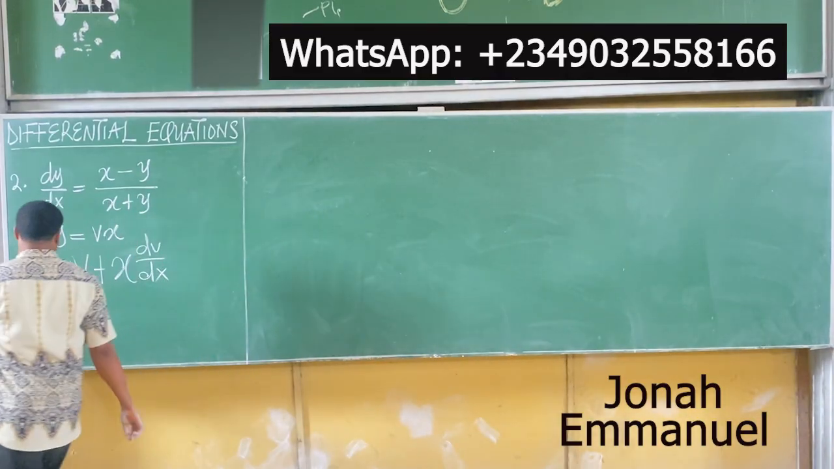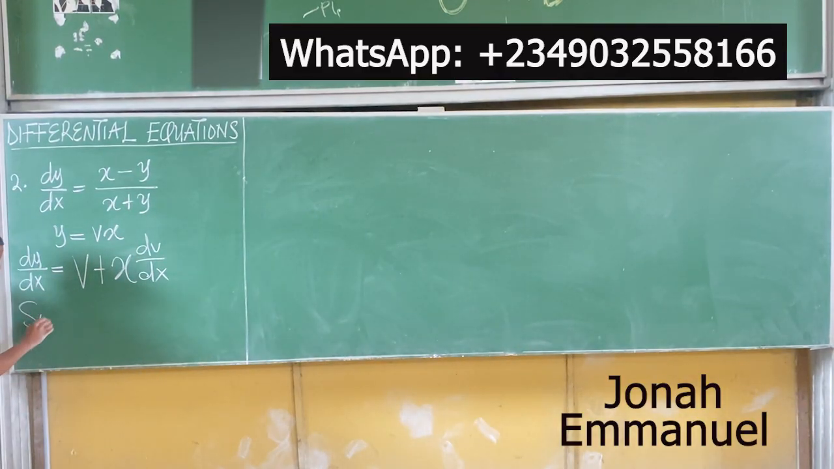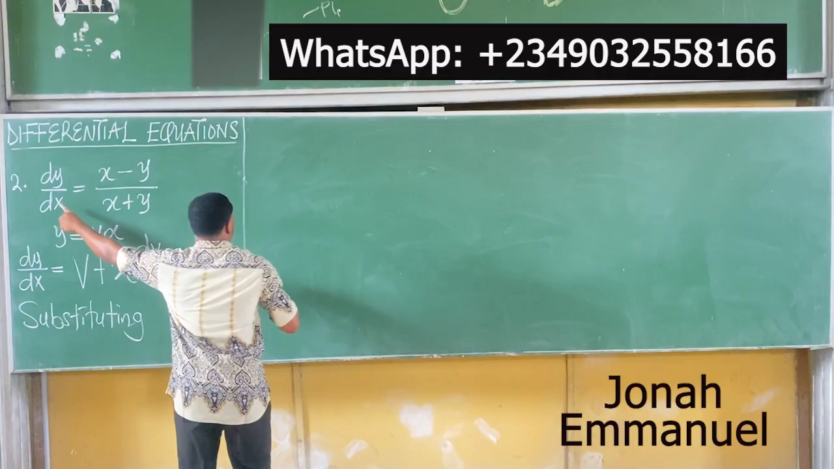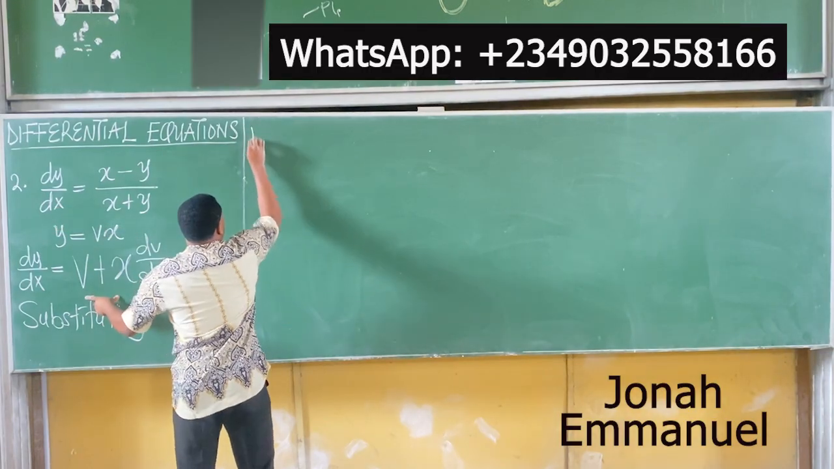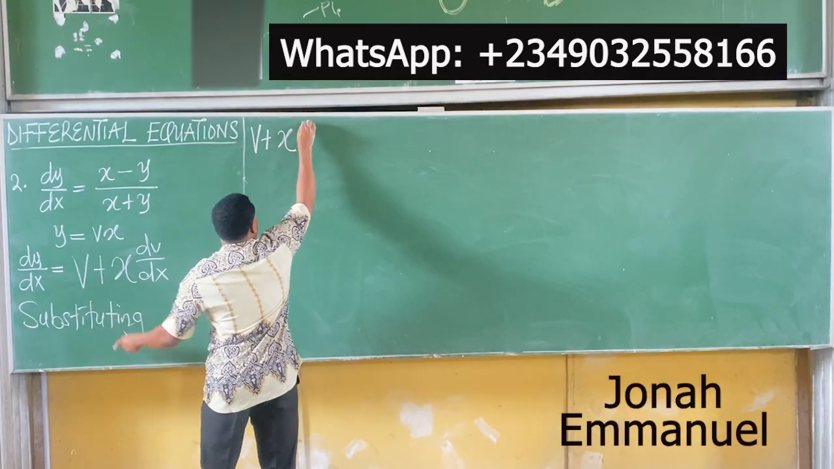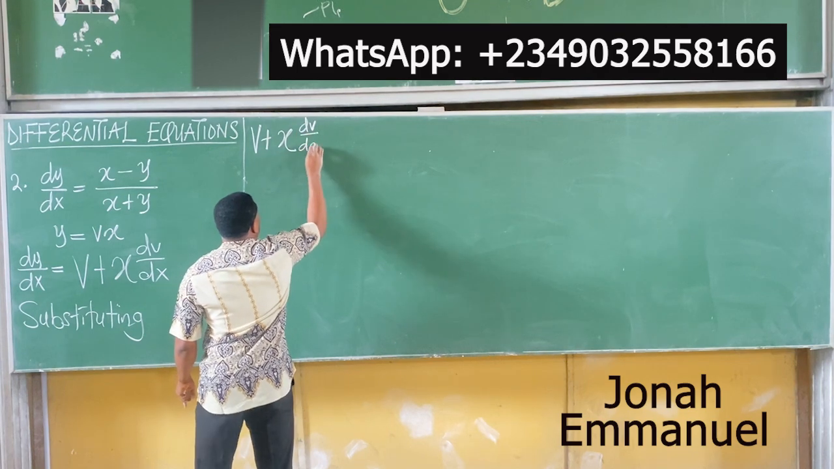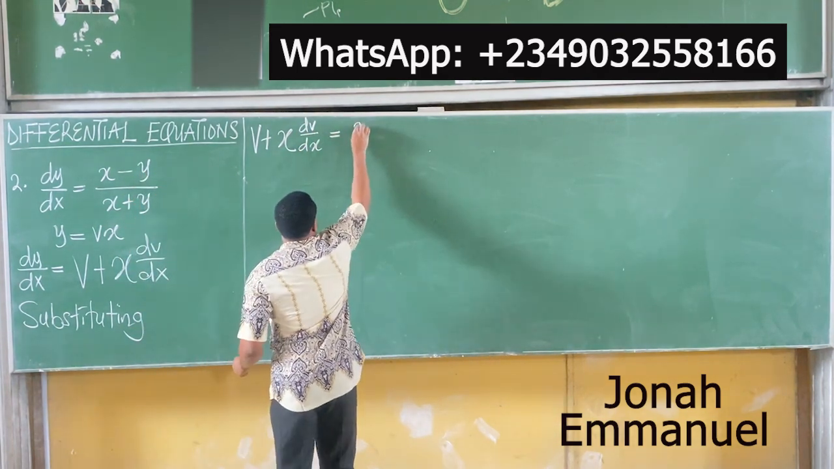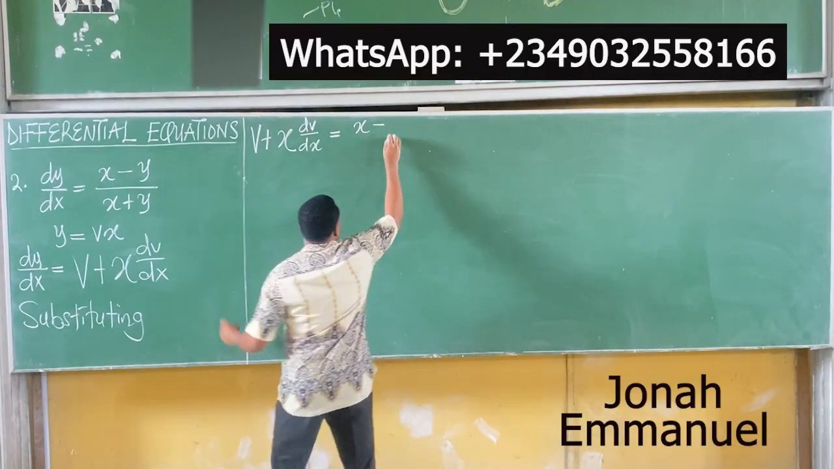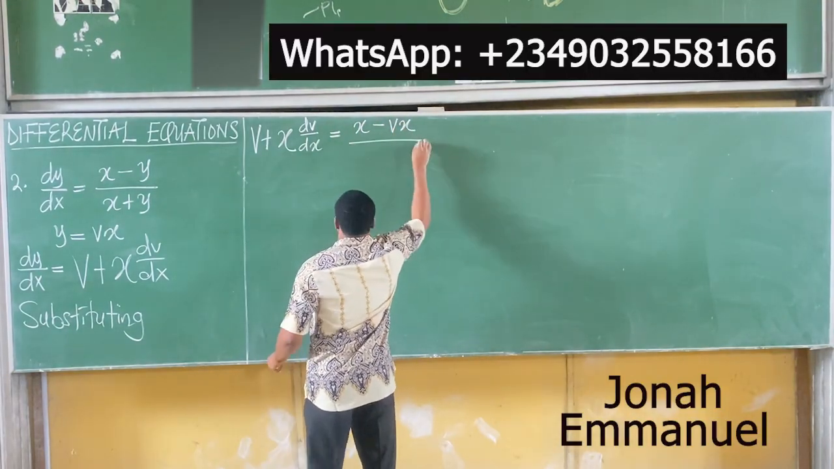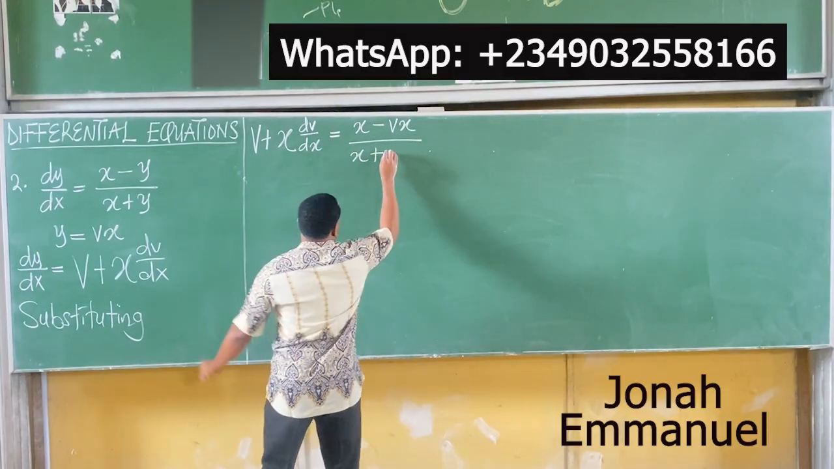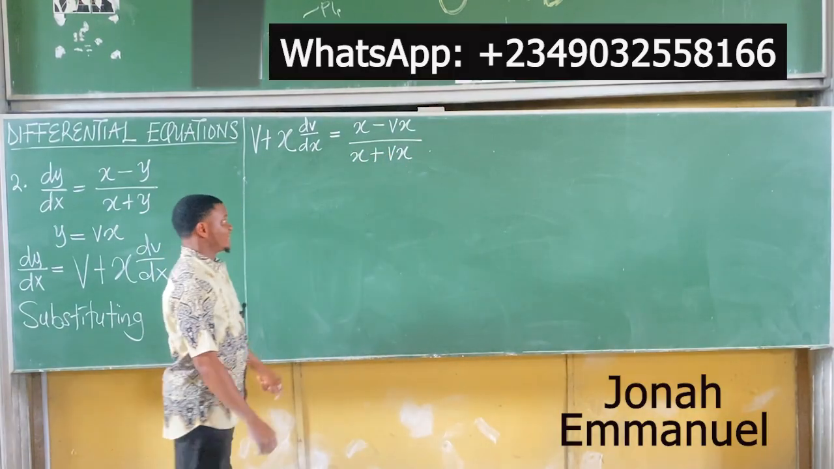Let's solve this, please. How do you solve this? Of course, by substituting. What do you do there? We said this one here, dy/dx, becomes this. So v plus x dv/dx is equal to, wherever I see y, I'll put vx. It becomes x minus y, which is vx, all over x plus y, which is vx. You have this.